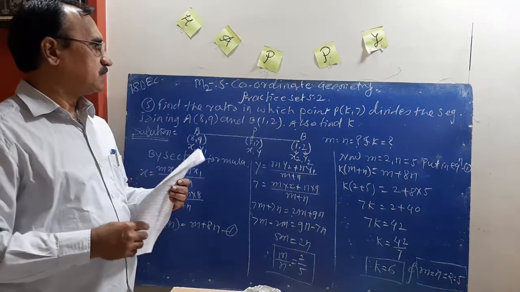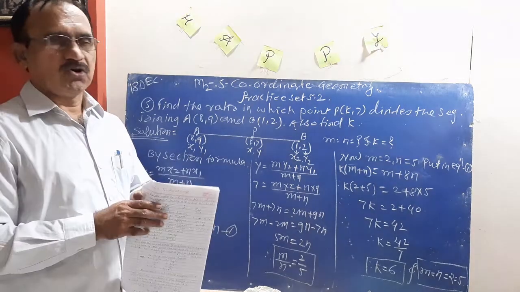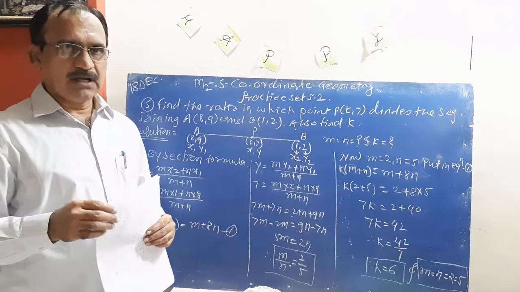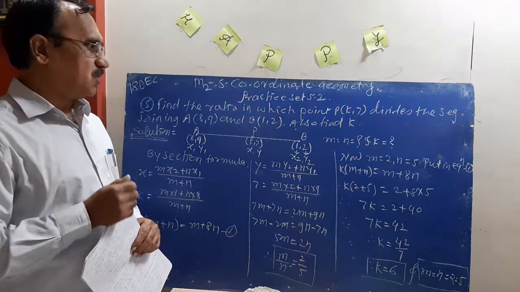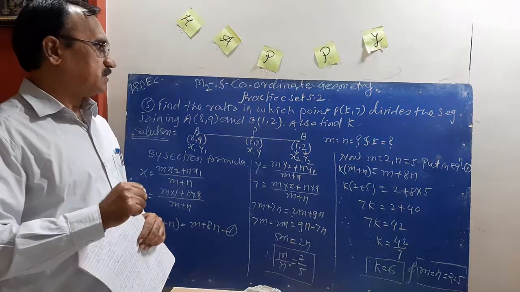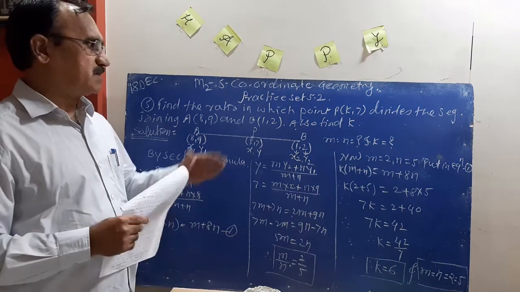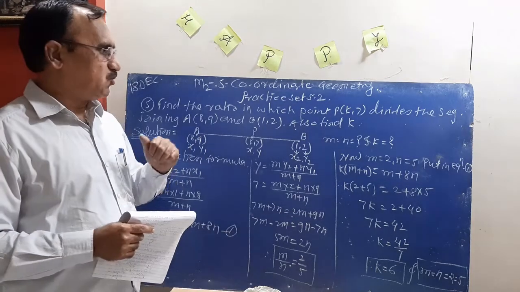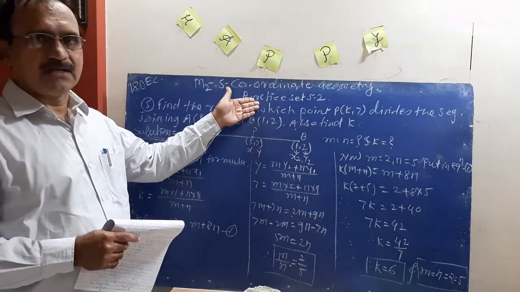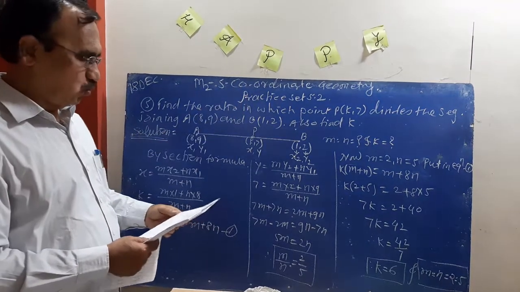Students, in the previous period we have already seen the section formula, midpoint formula and centroid formula. On the basis of those formulas, we also saw some examples from practice set 5.2, and today we are going to see the remaining examples from the same practice set, 5.2.